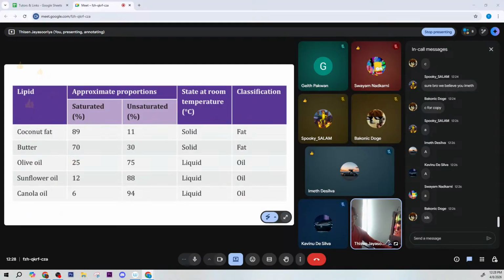Now I just wanted to bring this up to you, yeah? Because now we're talking about saturation, the saturation of fats and oils. We can see here, the more saturated a compound is, the more solid it is. So here, butter and coconut fat are both solid.